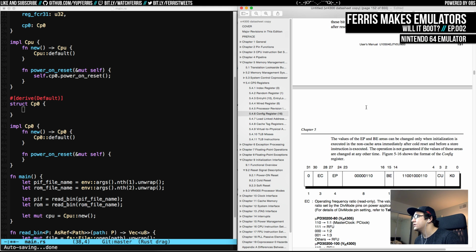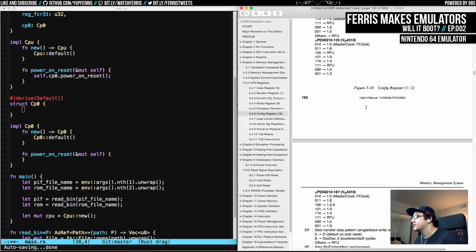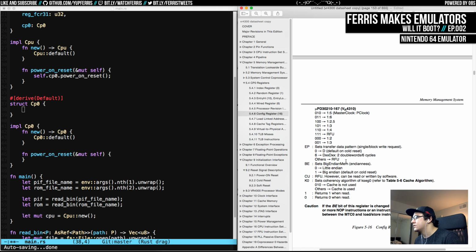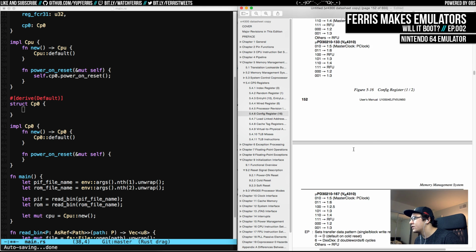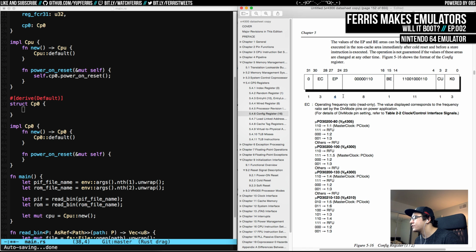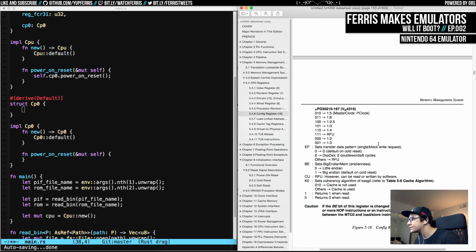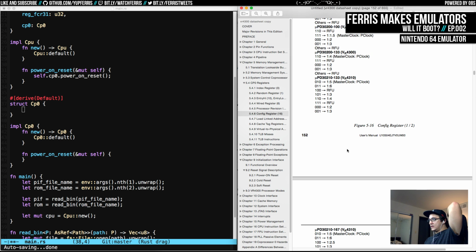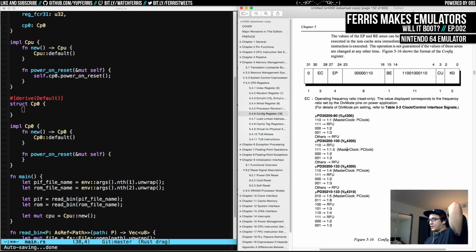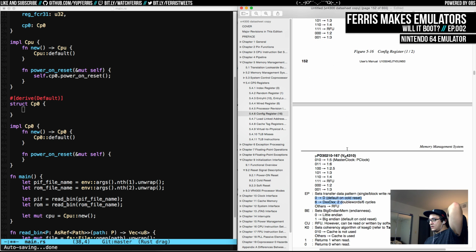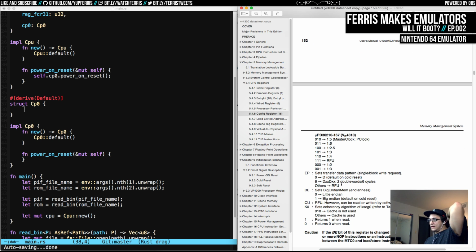Again, the EP and BE areas. Transfer data pattern. The EP is 4 bits, and I'm actually wondering why that is. But these are, see, this register here is 4 bits wide, but there's only like 3 logical values.